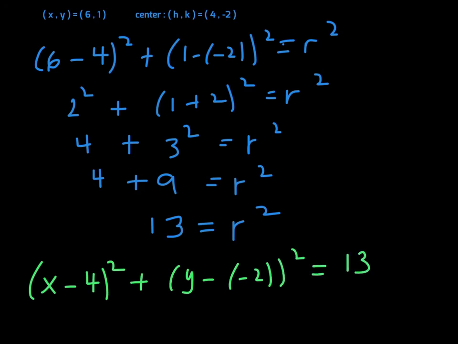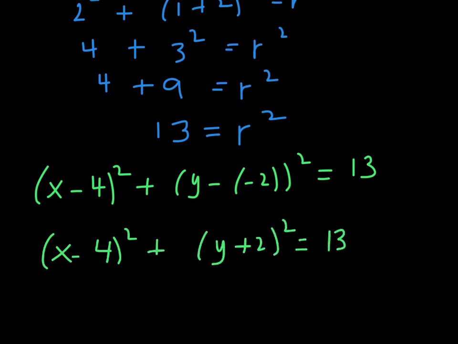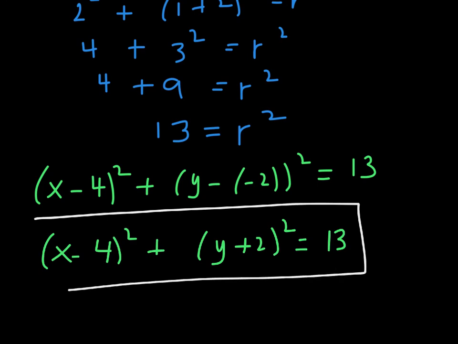I guess you're probably expecting me to clean this up a little bit, which I will. X minus 4 quantity squared plus y plus 2 quantity squared is equal to 13. This is the standard form. Whoa, sorry, I don't know what's going on. This is the standard form for that circle. Okay, everybody? That one was definitely the most work, but it still wasn't that bad.